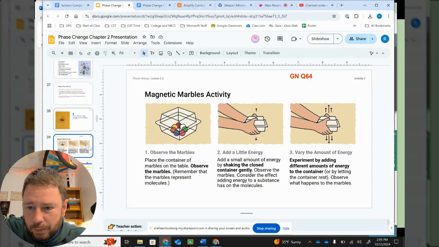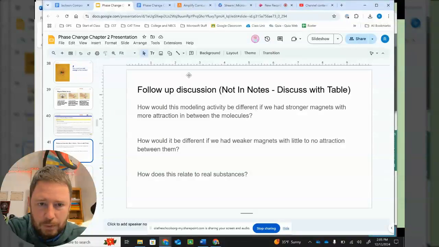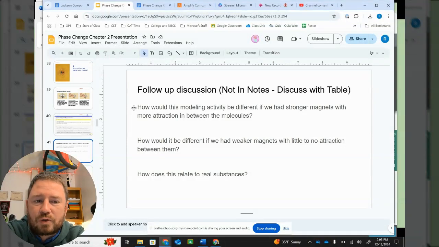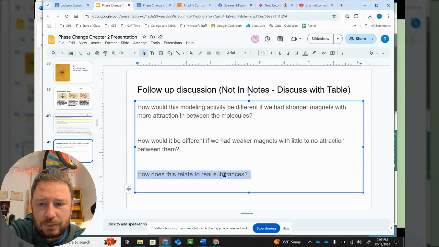Okay, next, what I want you to do with a partner, you don't need to write this in your notes, just talk it over. How would this modeling activity with the marbles have been different if we had stronger magnets with more attraction in between the molecules? So, really, really strong magnets. How would that have been different? How would this experiment have been different if we had weak magnets with little or no attraction between them? And then, how do you think this idea of strong magnets versus weak magnets relates to real substances?